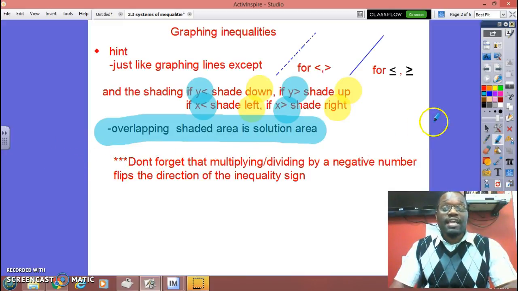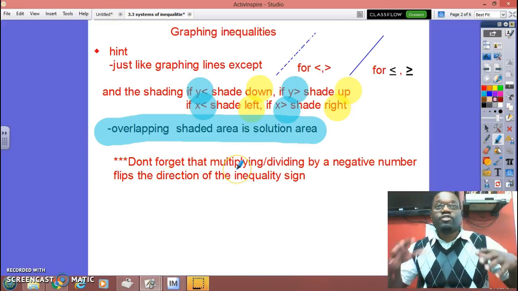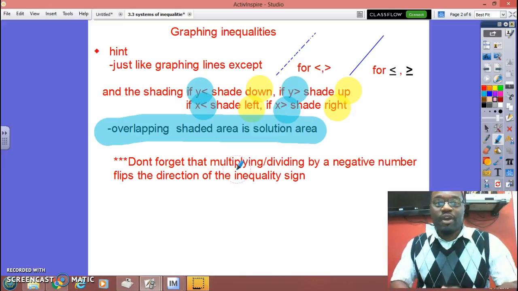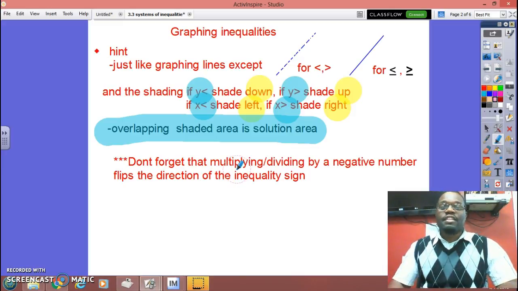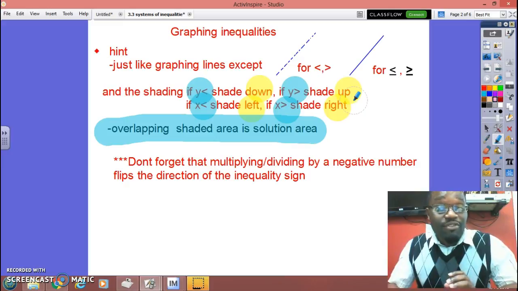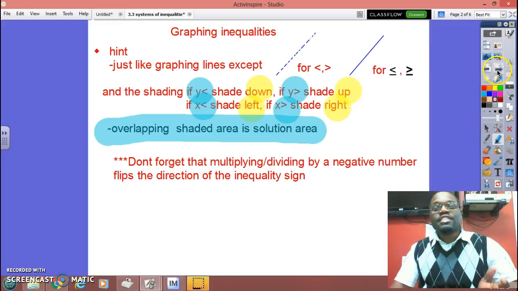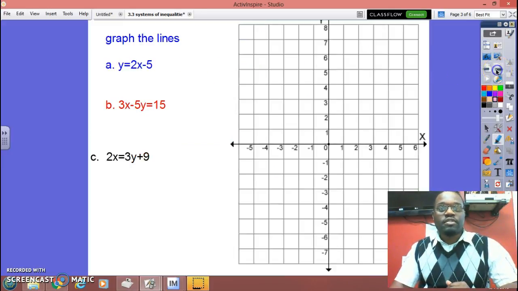However, this part down here is very important. Don't forget that whenever you're solving for y or x, getting your equation in the proper form to graph, if you multiply or divide by a negative number, you flip the direction of the inequality sign. So this sign then flips to this sign, or this sign then flips to that sign, if you multiply or divide by a negative number. And that's only if you multiply or divide by a negative number. Let's get into what we're talking about and see how we work this.